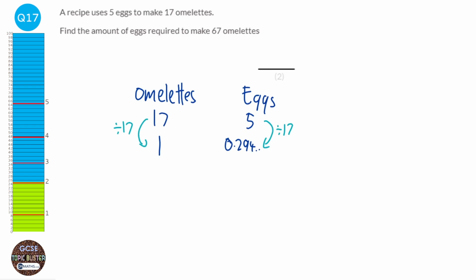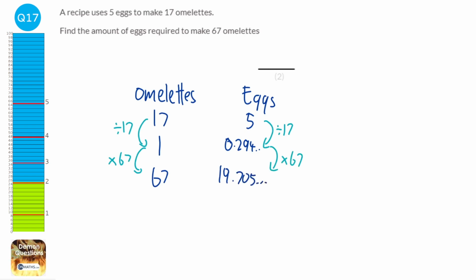Next we want to see how many for 67 omelettes. To get to 67 from 1, we times by 67, so we do that to the amount of eggs, and we get 19.705 blah blah blah. Now you can't get 0.705 of an egg, we always round with eggs, and we always round upwards, because if you need 19.7, 19 won't be enough, so we need to pick 20 eggs.